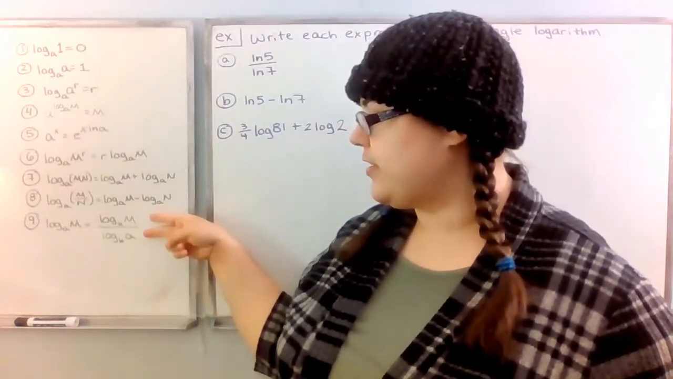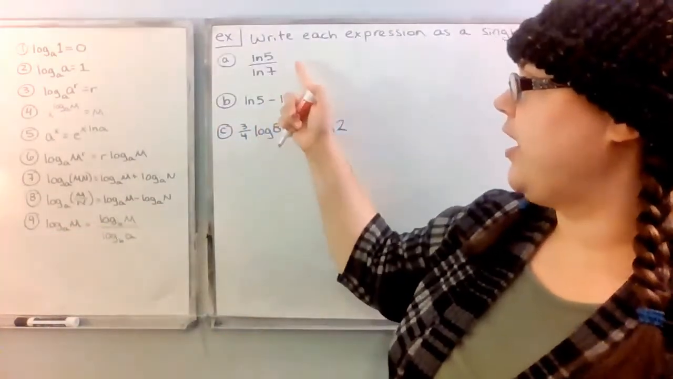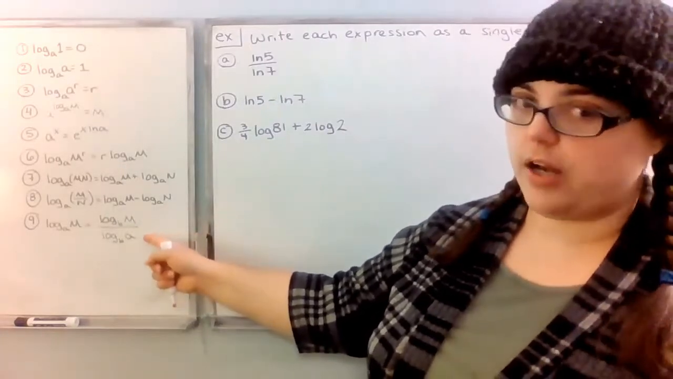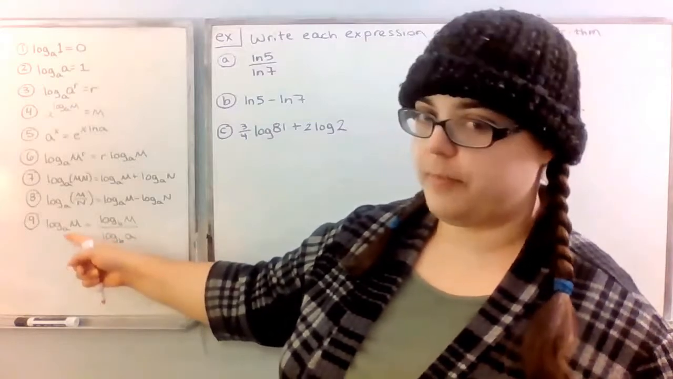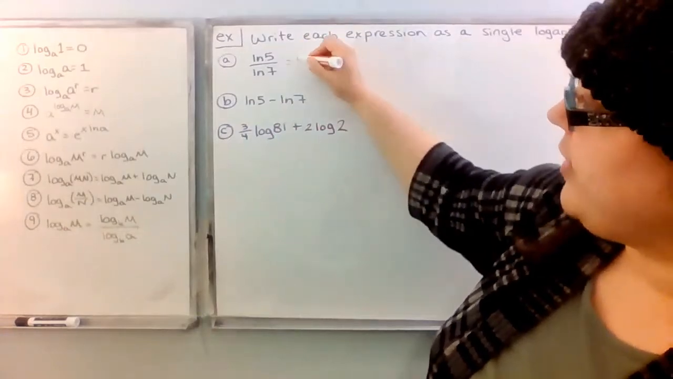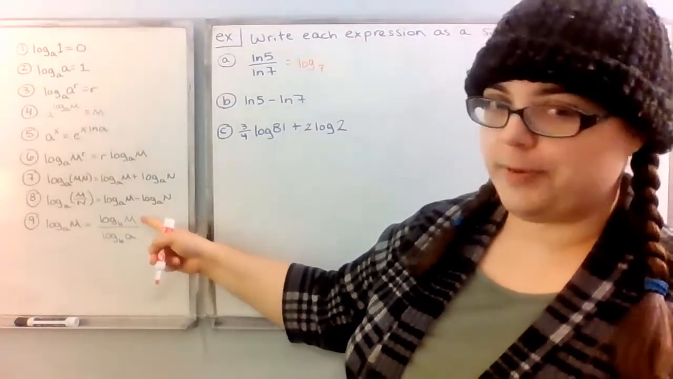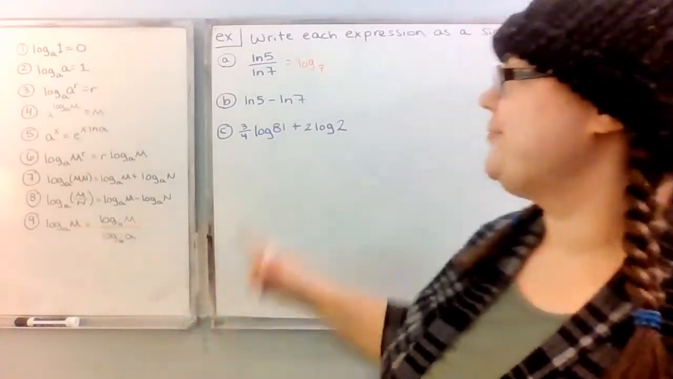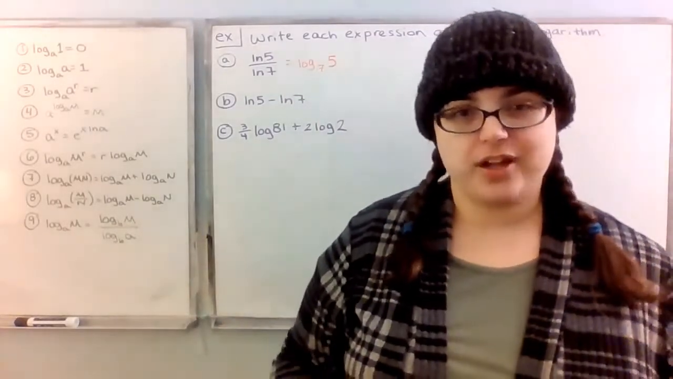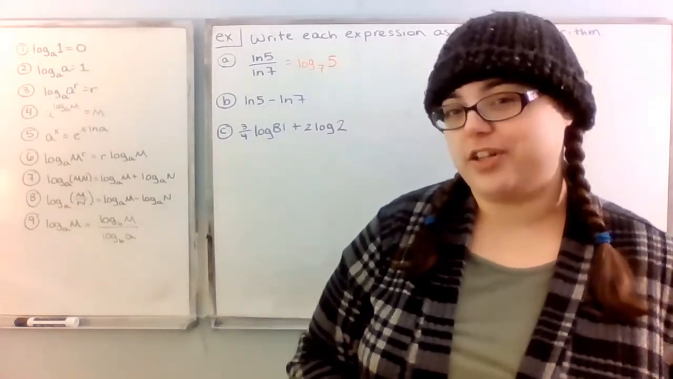So we're going to take this idea and go backwards into a single log. Notice that in this expression, whatever I'm taking the log of in the denominator becomes the base of my logarithm. Because I have natural log of 7 in the denominator, we're going to have log base 7. And what the argument was in the numerator is the argument of the logarithm, so our argument is 5. So the natural log of 5 over the natural log of 7 is the same as log base 7 of 5.